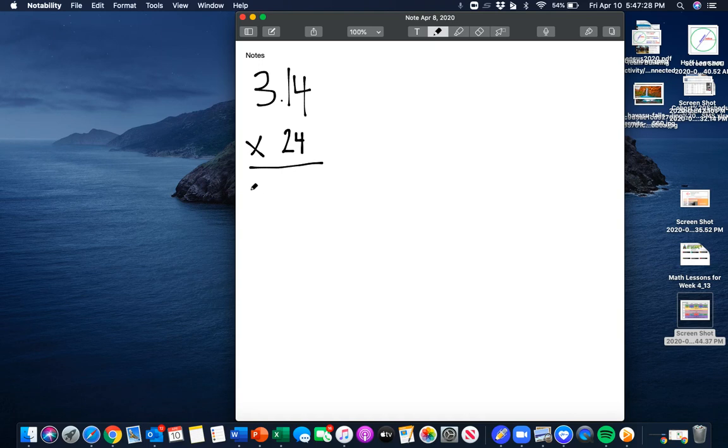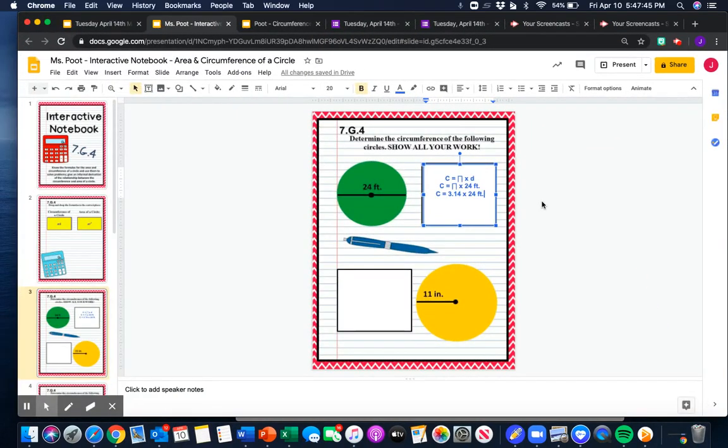I'm going to do my double digit math. Now, I already did it, so I'm just going to write down the answer. It's 75.398. Okay. All right. There it is. So now I'm going to go back to my notes and I'm going to write my answer. C equals 75.398 feet. Now I have finished the first problem.